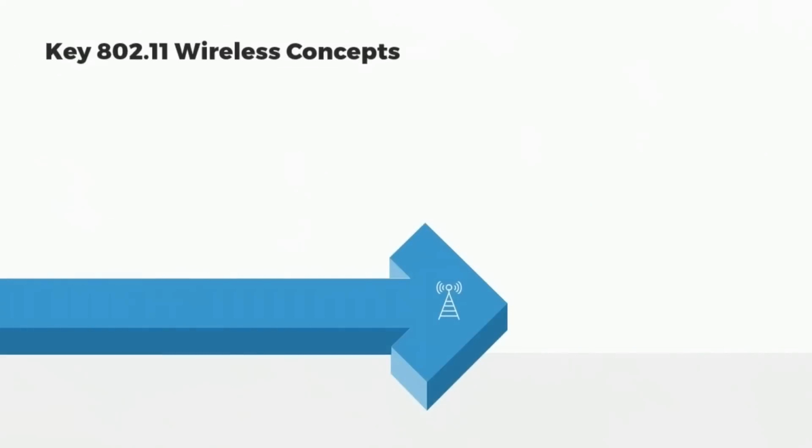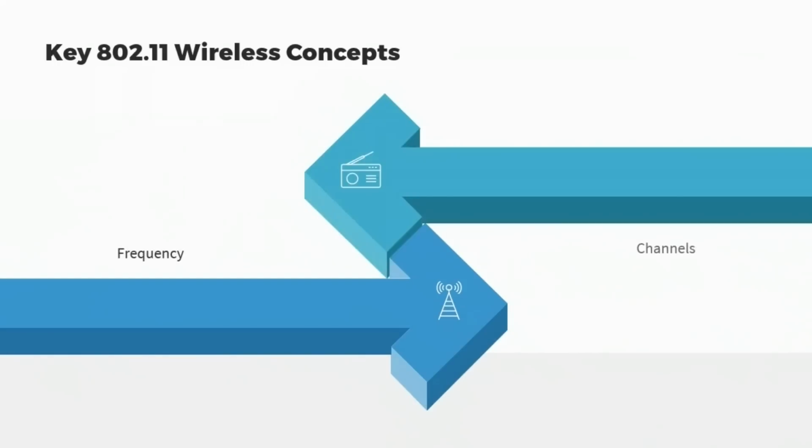Now, there are several characteristics of each protocol that distinguish them from the others, but one of the most common is the transmission frequency used and the channels that are supported within that frequency. Now, it might seem at first glance that frequency and channel refer to the same thing, but not quite. For starters, there are two primary frequencies in use with current wireless protocols, 2.4 gigahertz and 5 gigahertz.